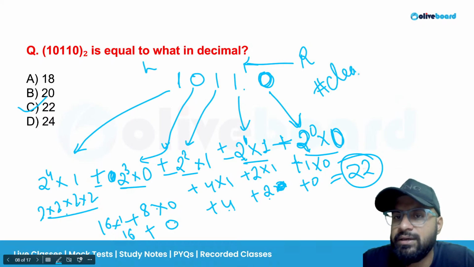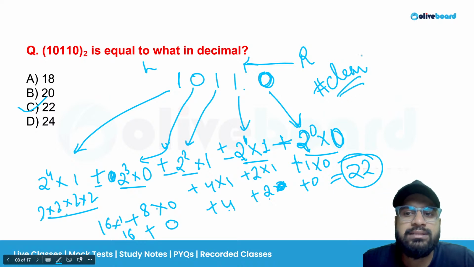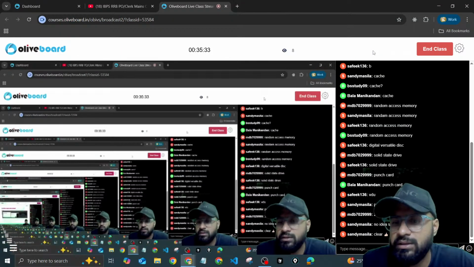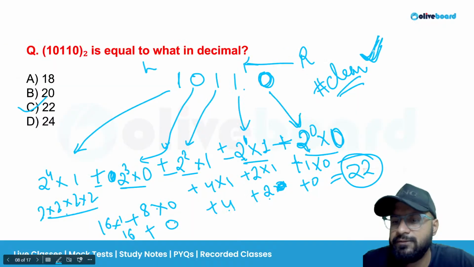If it is clear, you can type in the chat box that it is clear, sir. So like these kind of base conversions you will get, students. Base conversion you will get here. Is it clear for all the students?